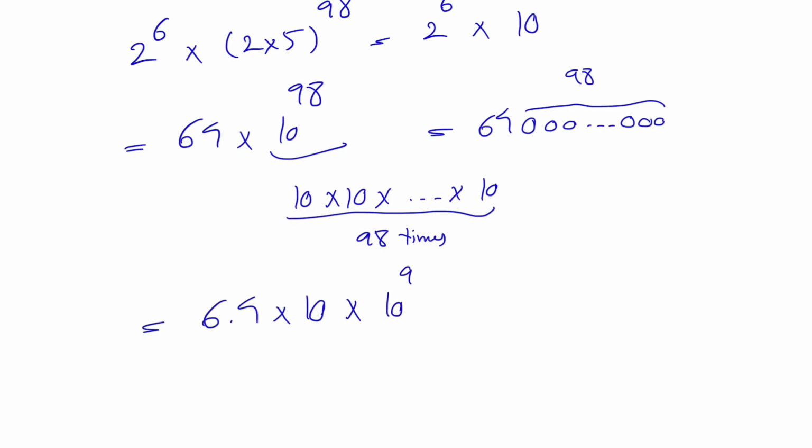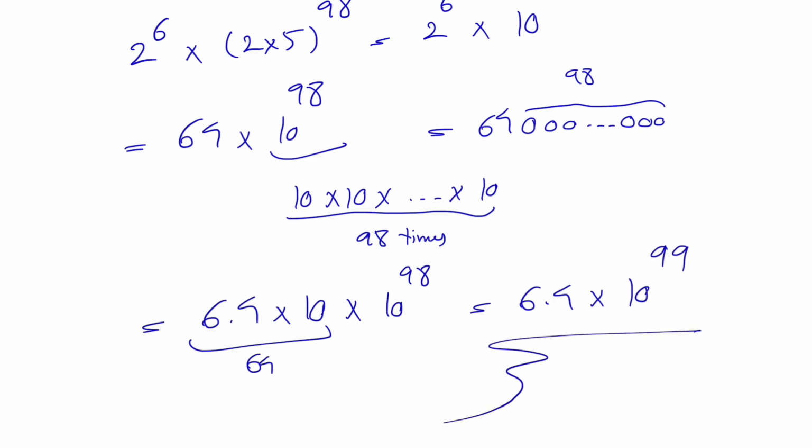And if I want to show it with one decimal point, we have 6.4 times 10 to the power of 98, which would give us the 64 that we have, and this will be 6.4 times 10 to the power of 99, and that would be the final answer for this question.